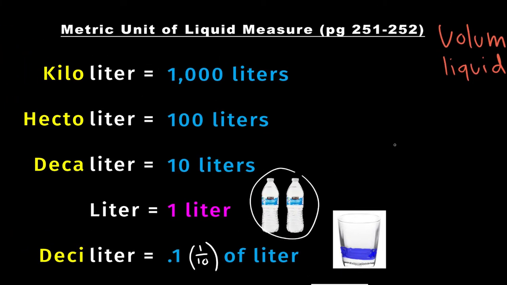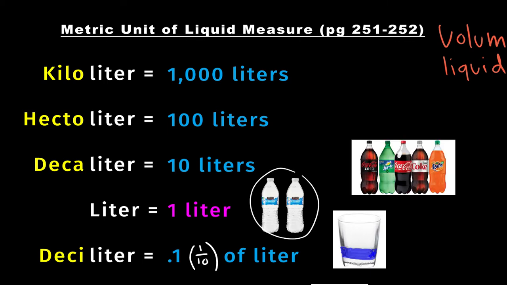Okay, so let's go the opposite direction. Let's look at a deca, hecto, and kilo. So 10 liters. If I had 10 liters, how much liquid would that be? So that would be the equivalent of 20 water bottles, right? You can think of 20 water bottles, or you can think of it as 5 of those 2-liter bottles. So 5 of those large soda bottles that we serve during Pizza Fridays, that equals about 1 dekaliter.